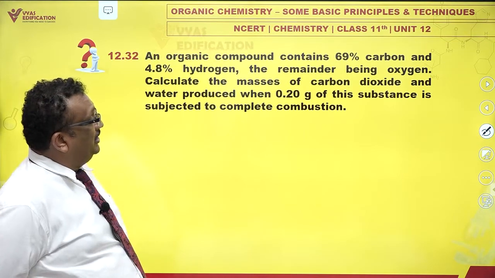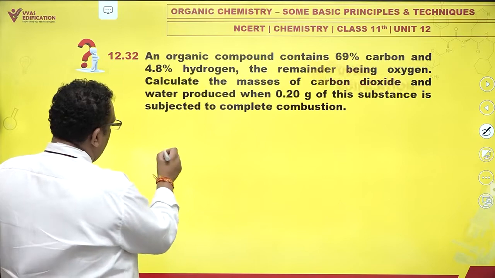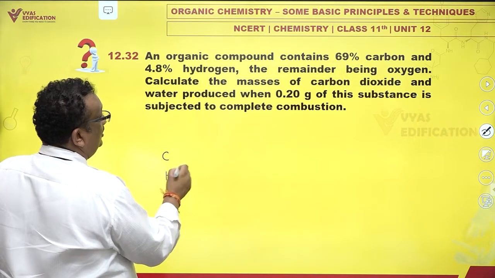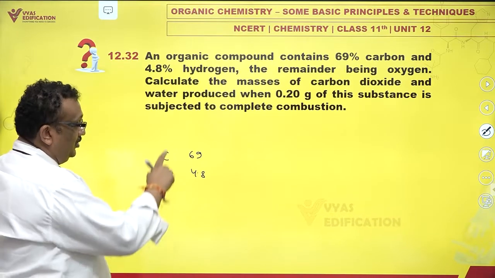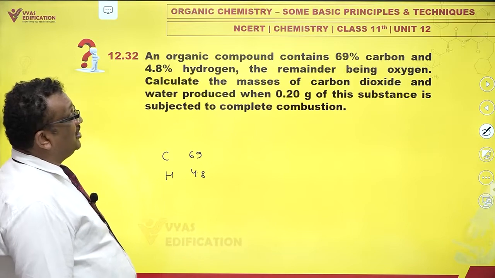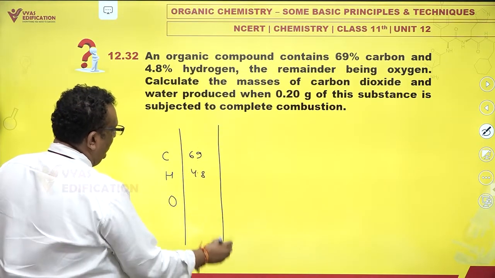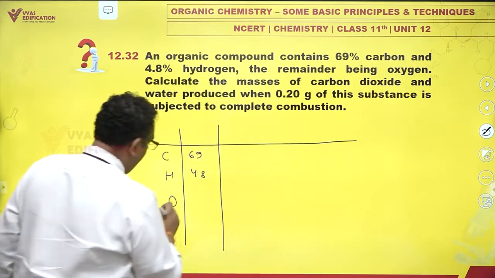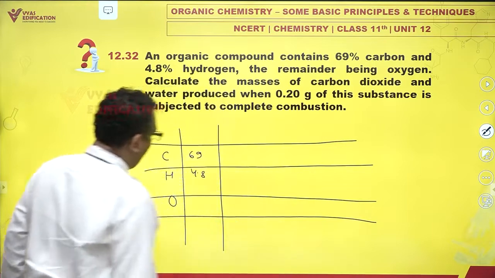An organic compound contains 69% carbon and 4.8% hydrogen. So you have carbon and hydrogen, 69 and 4.8%. Now please note, this is not adding up to 100%, nonetheless, and the remainder being oxygen. Let's see what luck has in store for us.